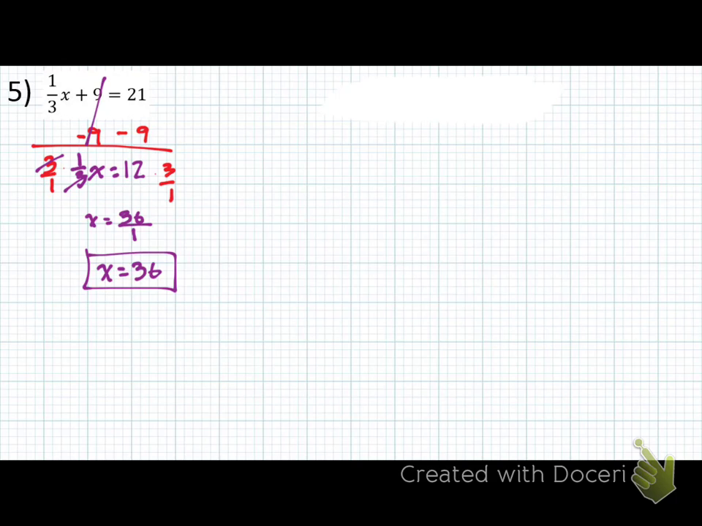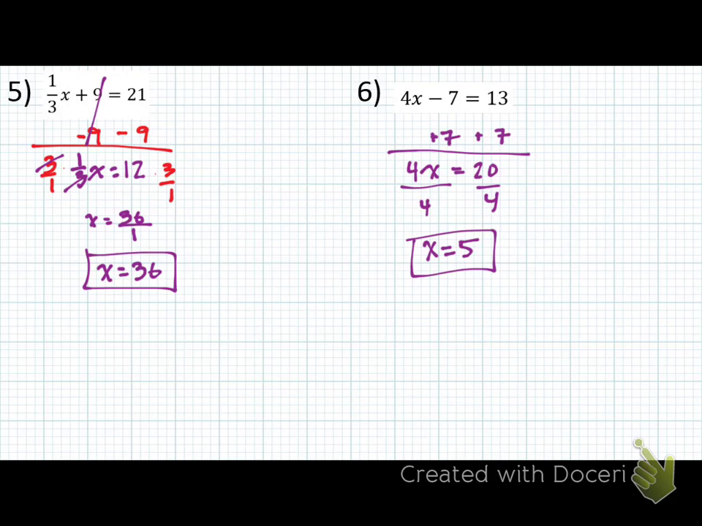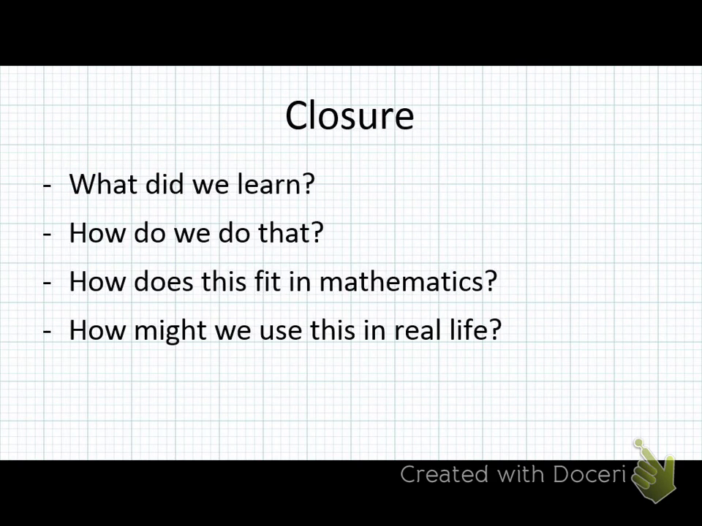Okay. Ready? Number 6, last one. Go. By yourself. Again, x is equal to 5. How did I do that? I used the addition property of equality, added 7 to both sides, divided both sides by 4 using the division property of equality, and then you got x is equal to 5. Okay? Good deal? All right, so we're done with that part of the lesson.